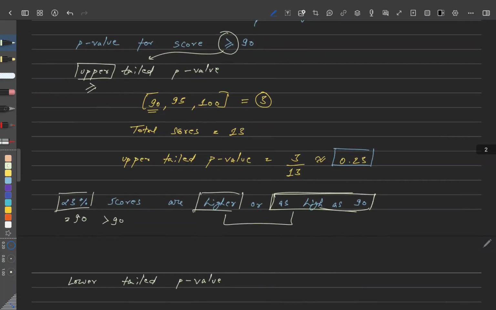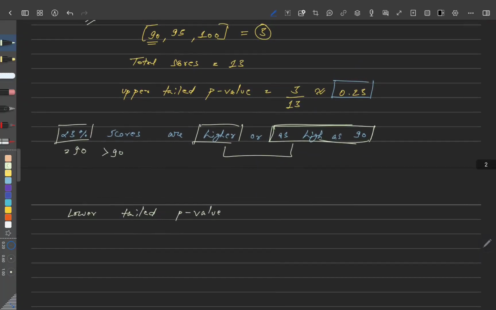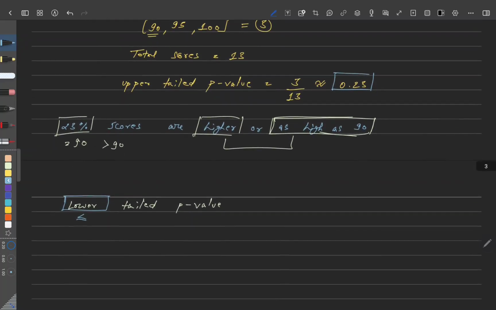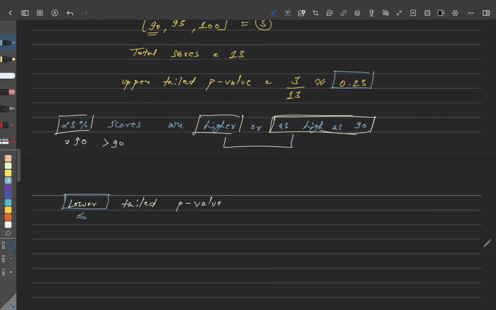So how many numbers are less than or equal to 90? And for that we would like to find the p-value, which would be called the lower tailed p-value. Lower tailed p-value is nothing but less than or equal to. So upper tailed was greater than or equal to, lower tailed is less than or equal to. To calculate this, we need to find out how many numbers are less than or equal to 90 in our data set.